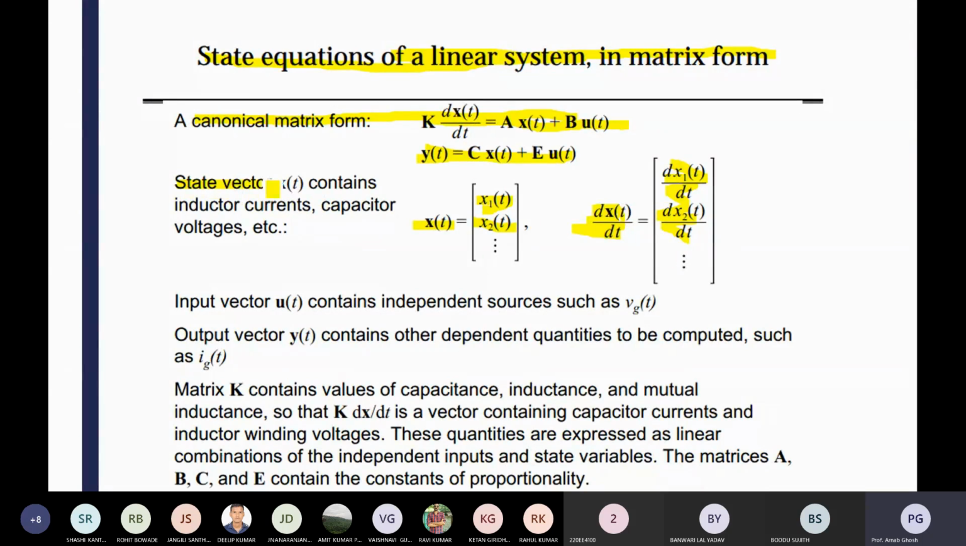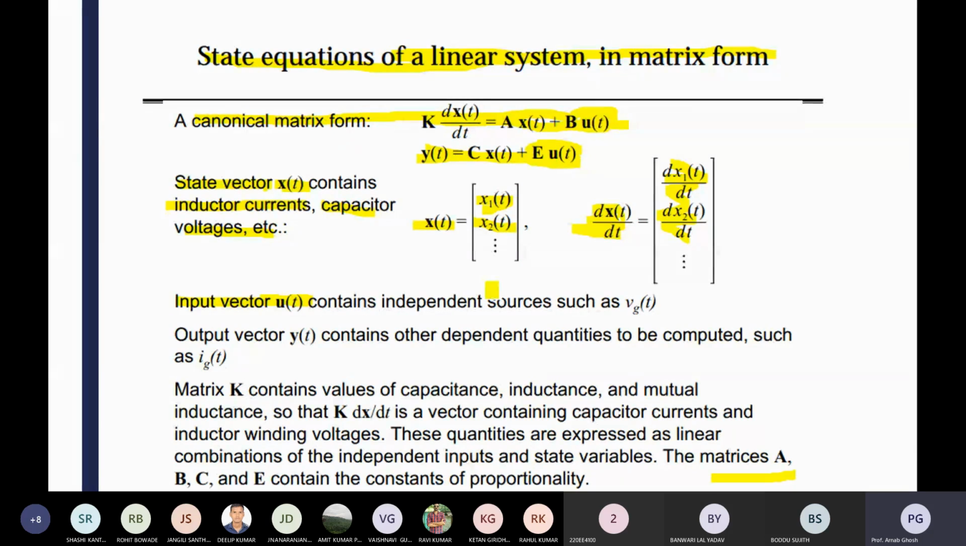The state vector x(t) contains the inductor currents, capacitor voltages, etc. So x1(t), x2(t) in generalized form. That's why they are not specified; it is inductor current and capacitor voltage, which is why I have written it that way. The input vector is u(t), and it is present in both cases, the input and the output.